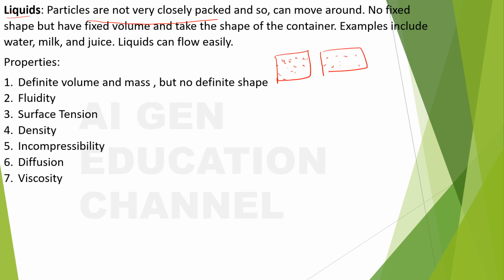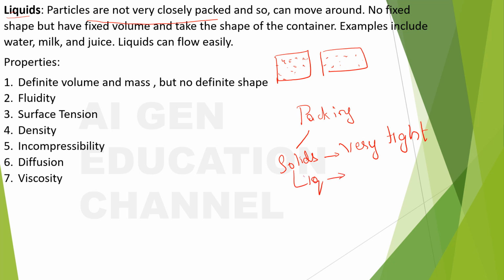So if I consider the packing of the particles, in solids it will be very tight. In liquids, as compared to solids, they are a bit loose, and in gases the particles are very loose. Because the particles are not so closely packed, they can move around. They don't have a fixed shape but have a fixed volume and take the shape of the container.